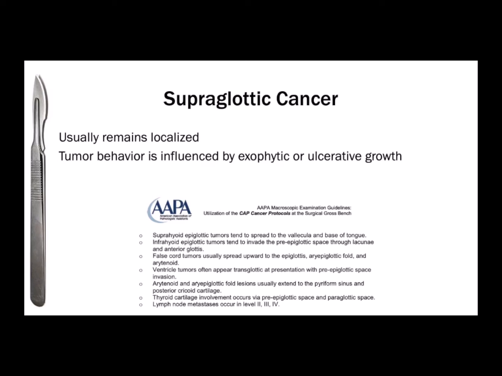So if you know that it's exophytic, you may want to take some additional sections above the ventricle, whereas if it is more ulcerative, maybe you want to take some extra sections inferior to the ventricle.